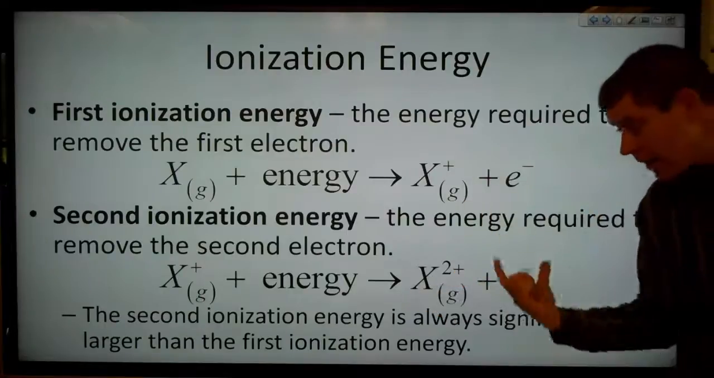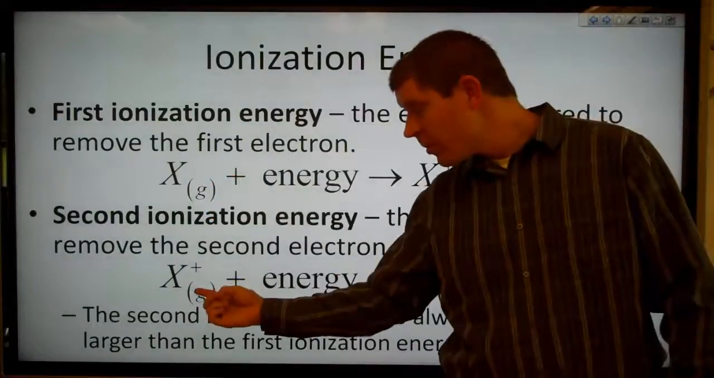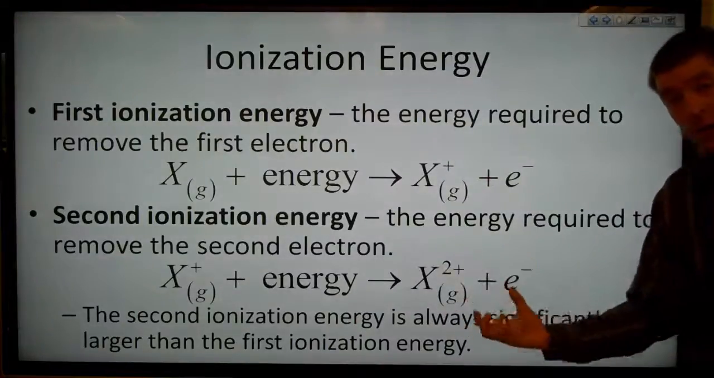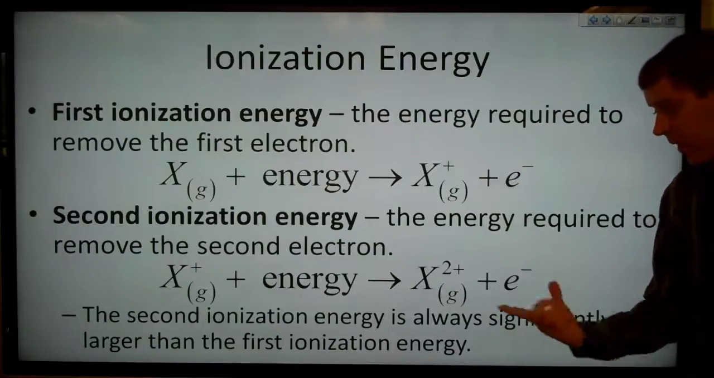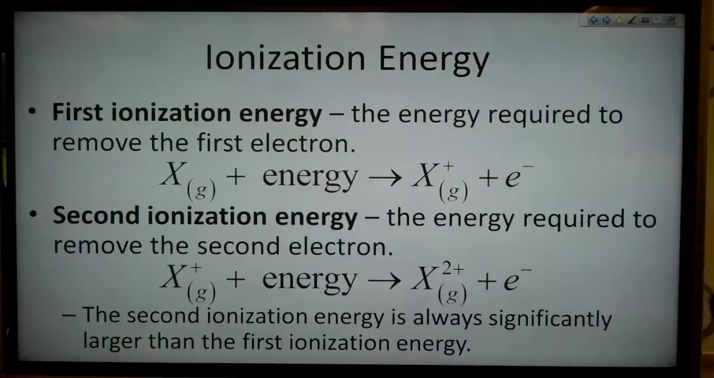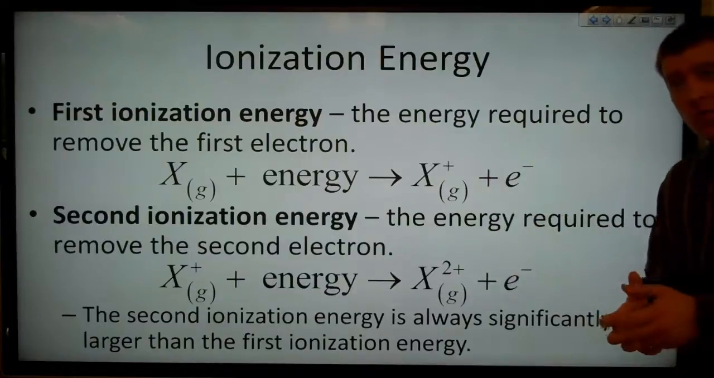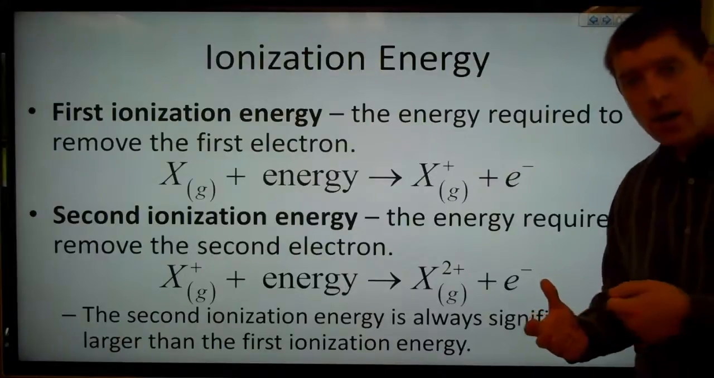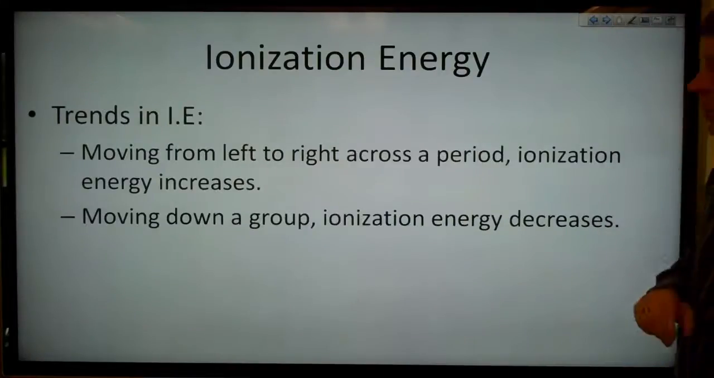When we want to remove a second electron, now we're removing an electron not from an uncharged atom, but from that ion with a +1 charge. So now we have to put in more energy because it's harder to remove this negative charge from that positive charge. We'll end up with a charge of 2+. So the second ionization energy is always going to be significantly larger than the first ionization energy, because it's always harder to remove an electron from a positively charged ion than from a neutrally charged atom.